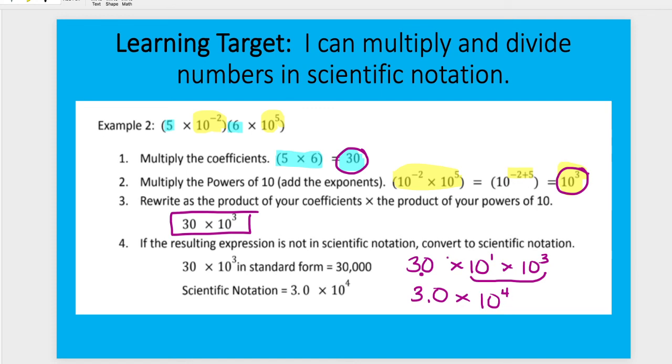Also, if you find this step a little bit difficult and confusing, another strategy would be to go ahead and write that number in standard form. So 30 times 10 to the 3rd power, I could go ahead and move the decimal 1, 2, 3 places, and I could write it in standard form, which is 30,000, and then write it in scientific notation. So choose the method that makes the most sense to you.